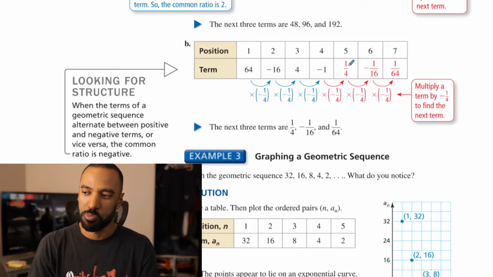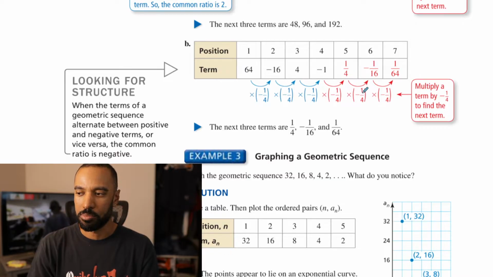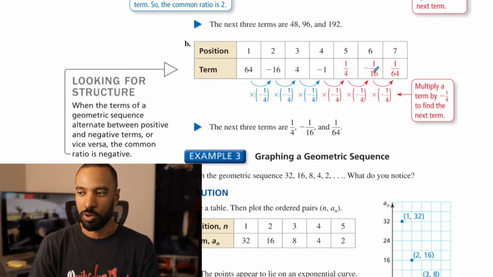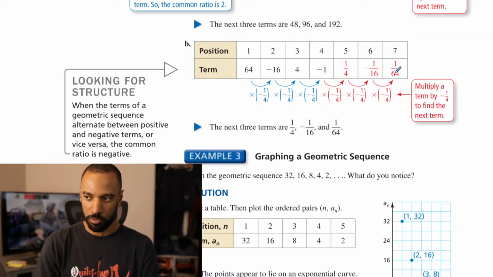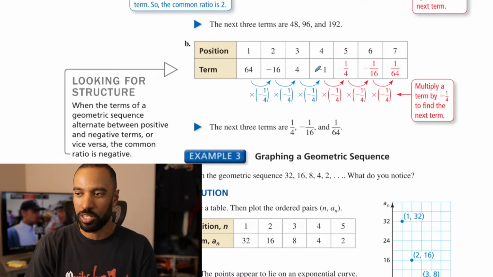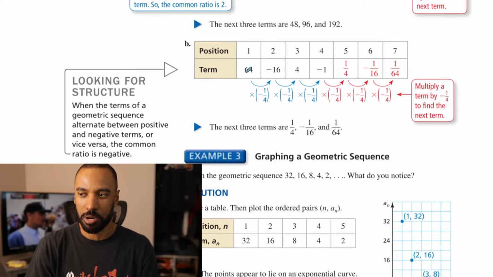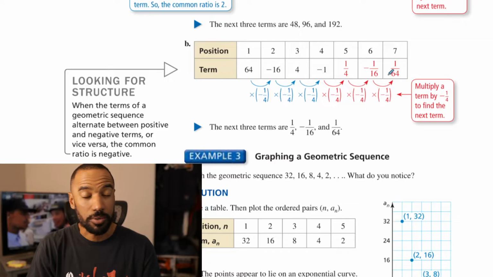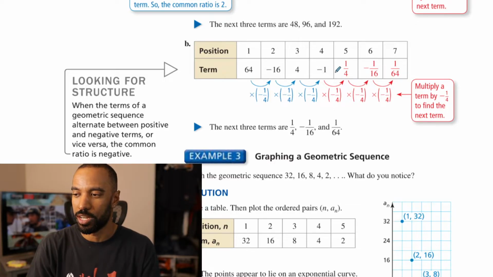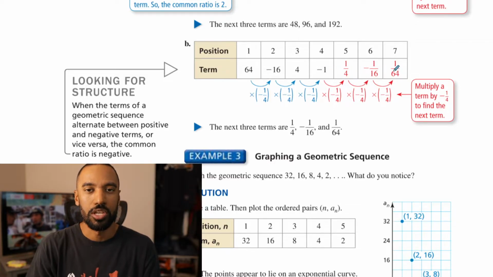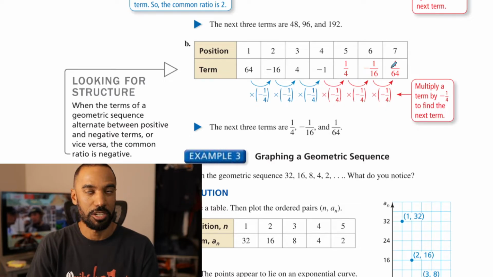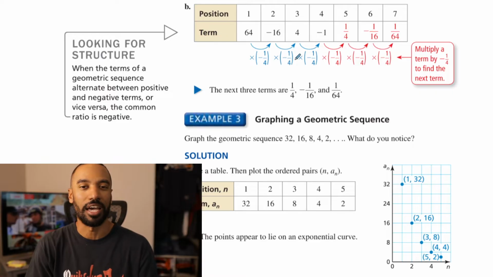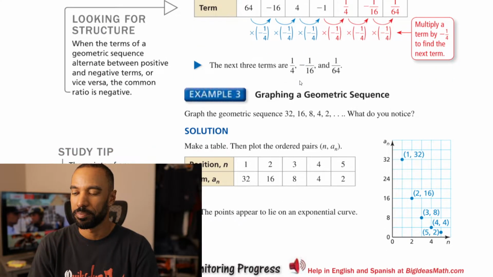-1 times -1/4 is +1/4. 1/4 times -1/4, so the signs change, right? Positive, negative, positive. 1/4 times 1/4 is 1/16. 1/16 times 1/4 is 1/64. You can see basically it just becomes the fraction version of what these numbers were right here, right? That's the sequence. Or those are the next three terms in it, and you can see again the alternating signs. So when you see alternating signs, it can't be arithmetic. It might be geometric. It's probably a negative common ratio in that case.